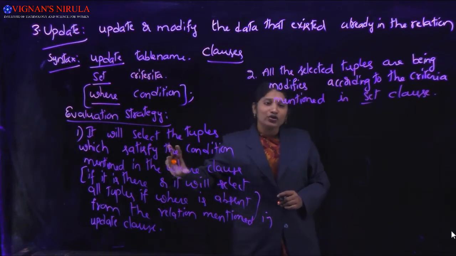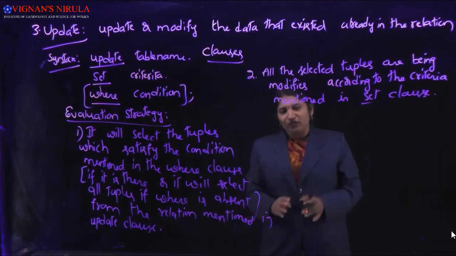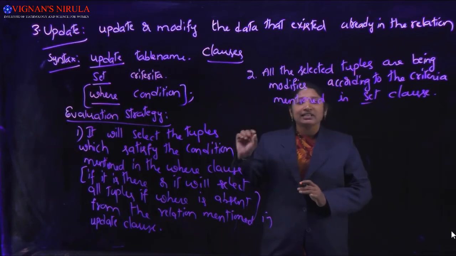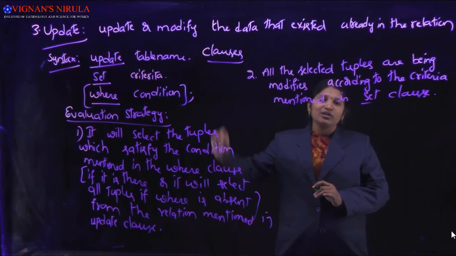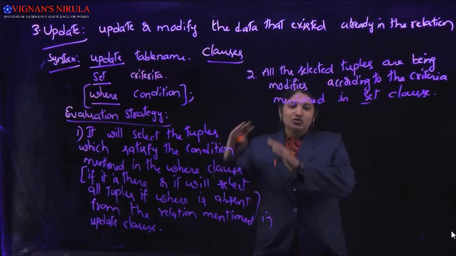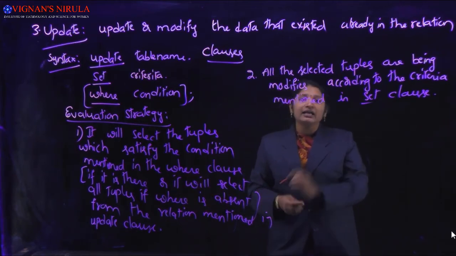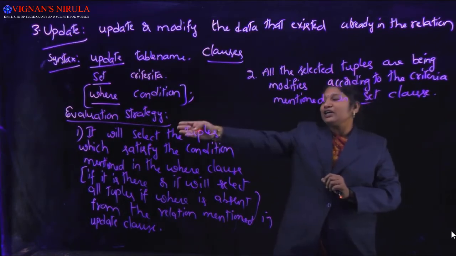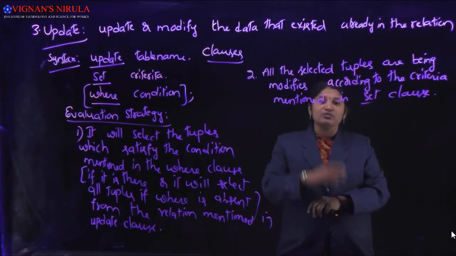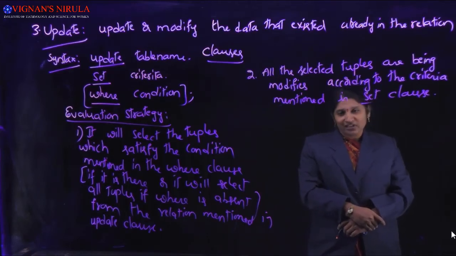First, it is going to select either all tuples if the where clause is absent, or if the where clause is present, it will select the tuples that satisfy the condition mentioned in the where clause from the table mentioned in the update clause. Those selected tuples are then modified according to the criteria mentioned in the set clause. Now I'll show how the update is executed with an example, so you can get more clarity.